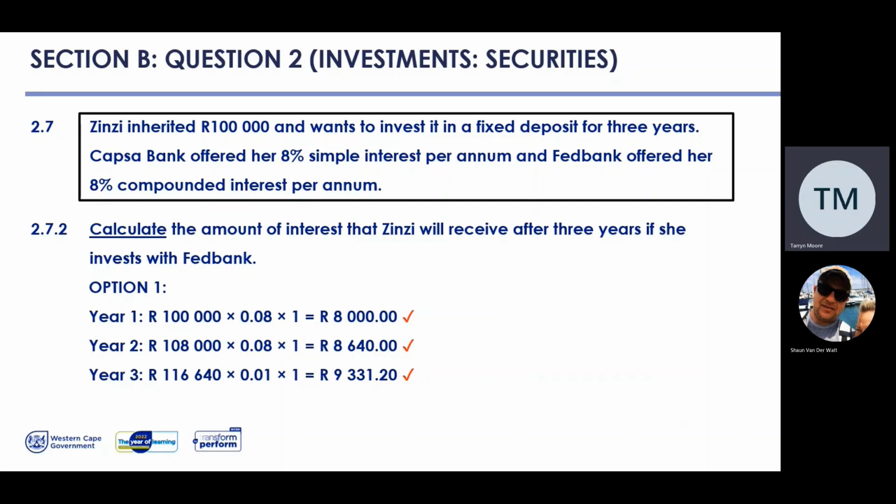It no longer is 108,000. I'm now looking at 116,640 Rand because I've taken the interest from both year 1 and year 2. Remember, compound interest is from previous years. And now I'm multiplying it. And again, I'm going for the year.